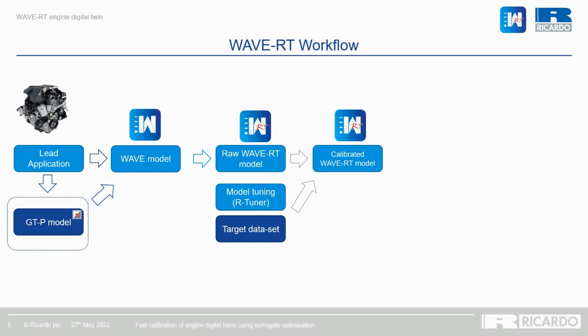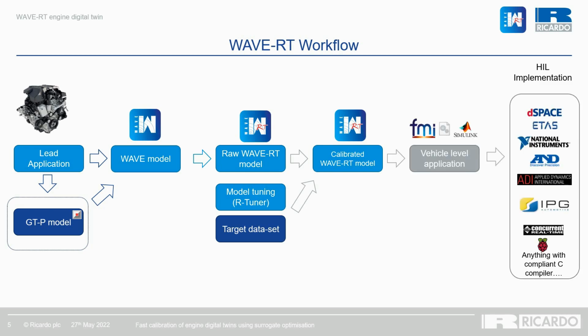The RT model is then calibrated using our R-Tuner tool versus the target dataset, or versus the donor dataset if you want to replicate the behavior of the donor model. The calibrated RT model can then be used as a digital engine twin in vehicle-level applications in software or hardware, as a standalone shared library or an FMU. WaveRT supports all widespread HIL systems, and in general, we support everything with a conforming C compiler.